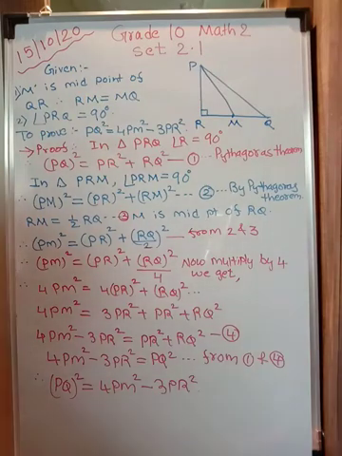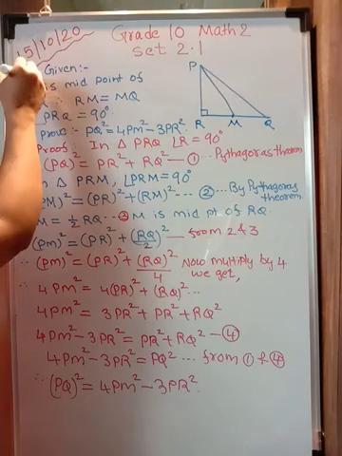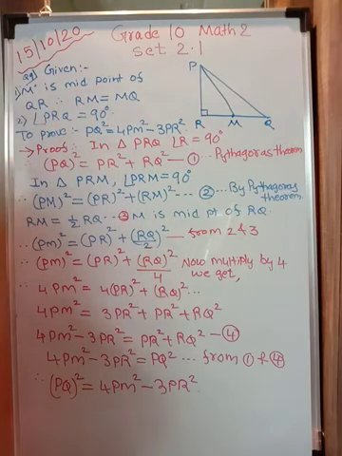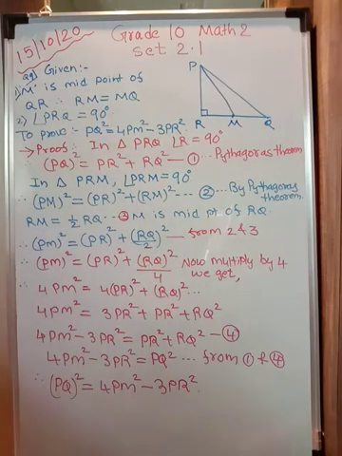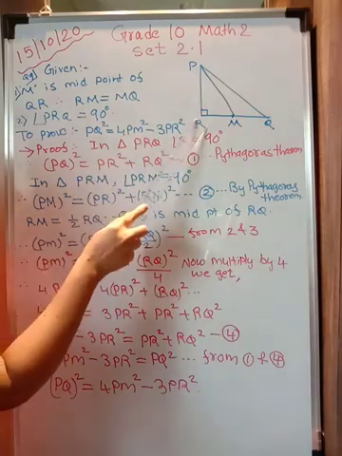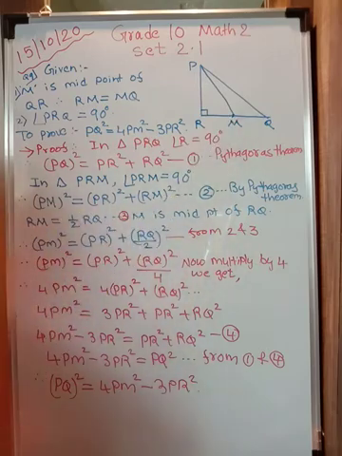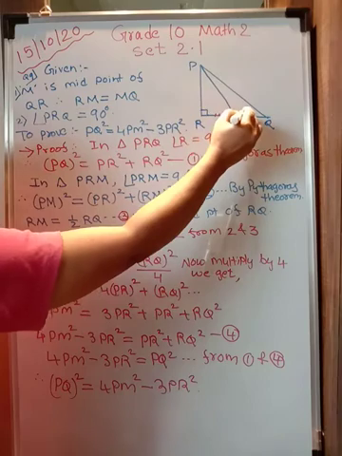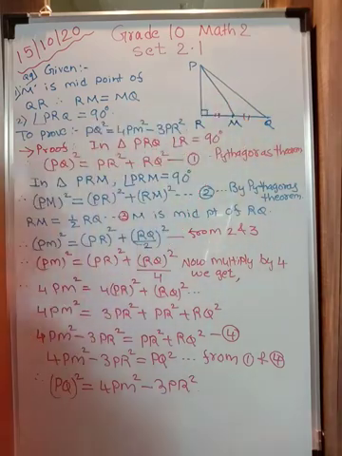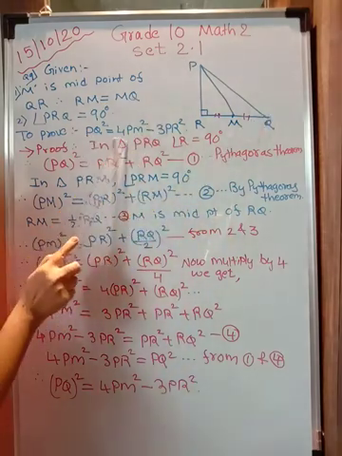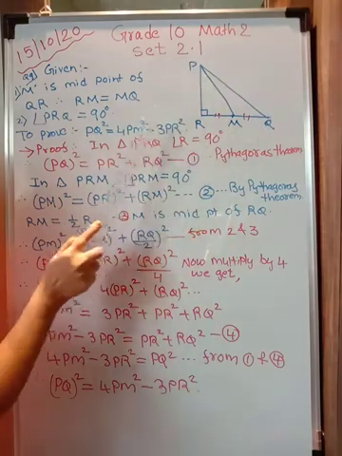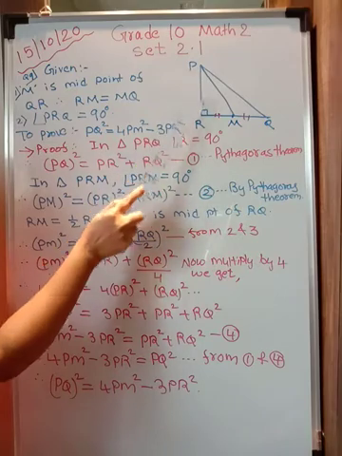Now look at the 9th problem. This is the 9th question. Given is triangle PRQ with R as 90 degrees and M is the midpoint. Midpoint means what? RM will be equal to MQ. These both are equal. It indicates M is the midpoint. And we have to prove that PQ square is equal to 4PM square minus 3PR square.